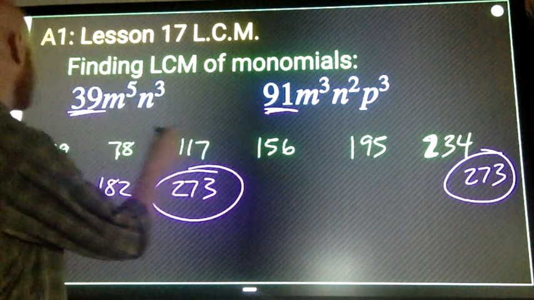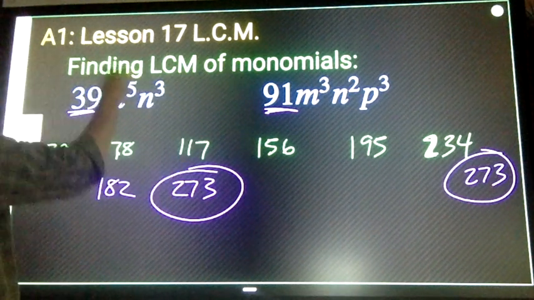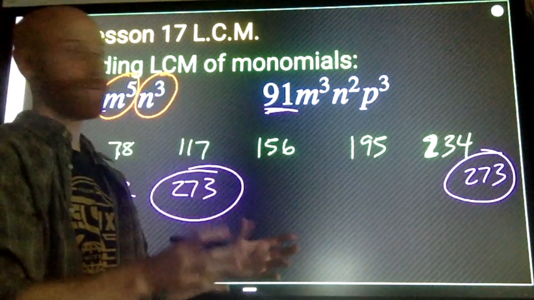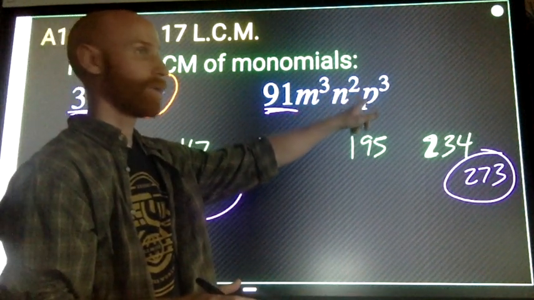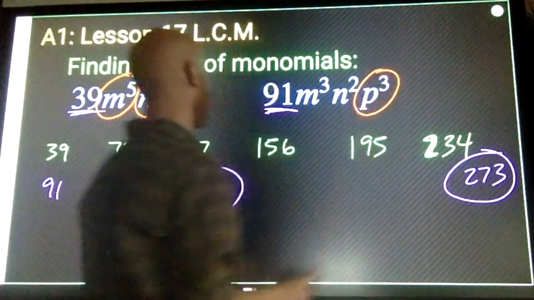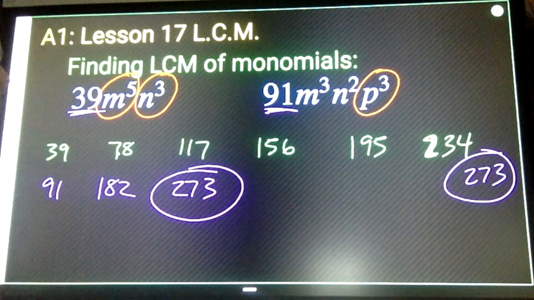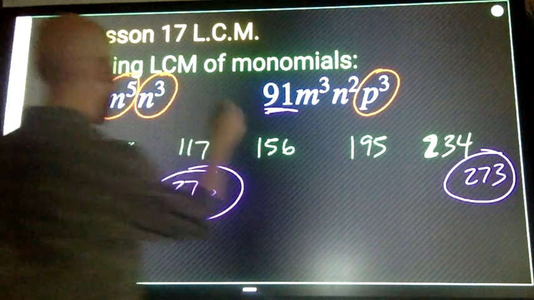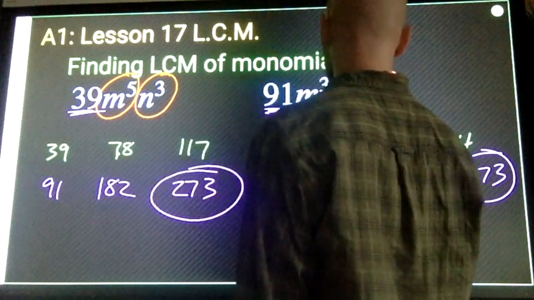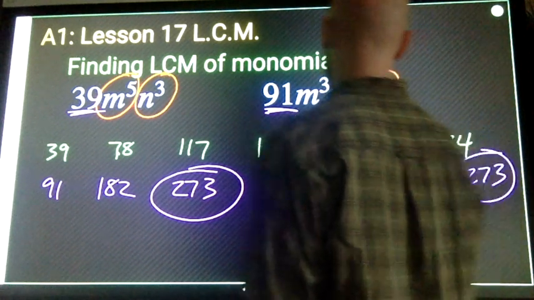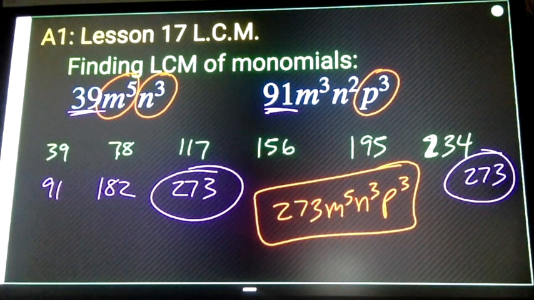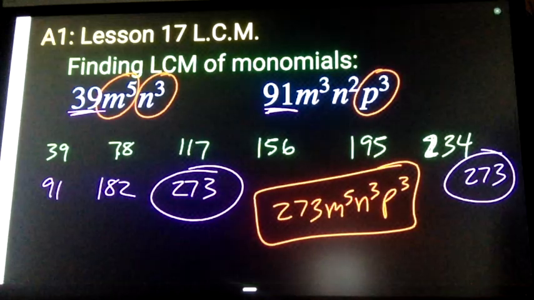All right, with my variables, we're choosing the larger one. And remember how with GCF, if you had a variable on one and not on the other, you excluded it. Well, this time p to the 3rd is bigger than p to the 0, so we're going to include it. All right, so final answer, least common multiple of these two things is 273 times m to the 5th times n to the 3rd times p to the 3rd. That's the process. Look at another one or another few.